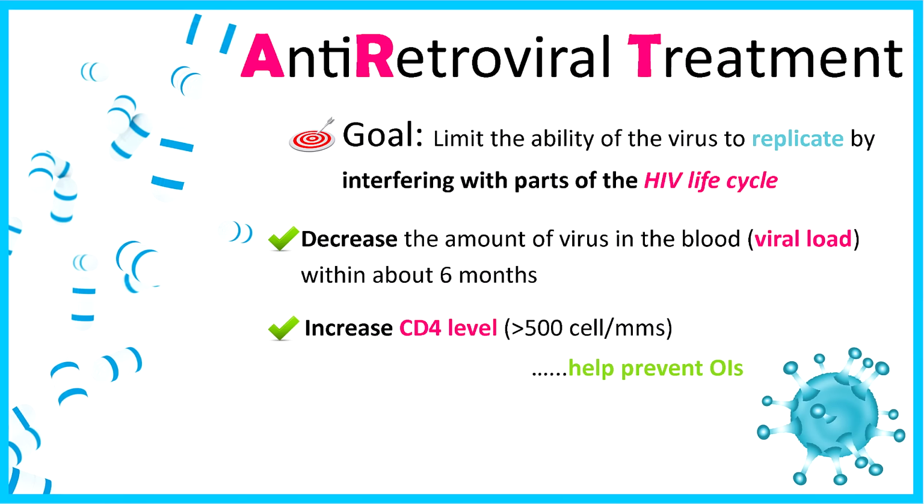So antiretroviral therapy or treatment has a goal of limiting the ability of the virus to replicate by interfering with the parts of the HIV life cycle. And remember, we went over that in depth. So we're targeting specific parts of that life cycle. So whenever we do that, we're going to decrease the amount of virus in the blood, the viral load, and this happens usually within about 6 months. And it's going to help increase CD4 levels. We want it greater than 500 because this is going to help prevent those opportunistic infections.